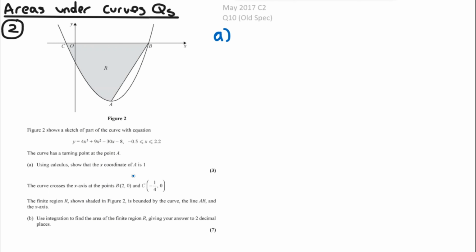So for part A, we need to show that the x-coordinate of A is 1, and A is a turning point here. If you think back to the last set of videos, it gives us a clue by saying using calculus. A turning point exists when dy over dx is equal to 0. So let's find dy over dx.